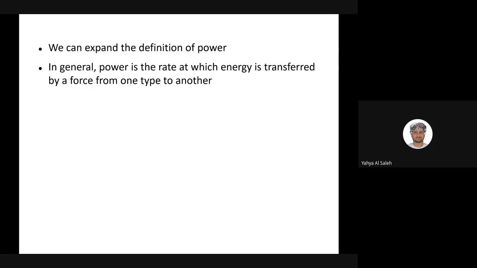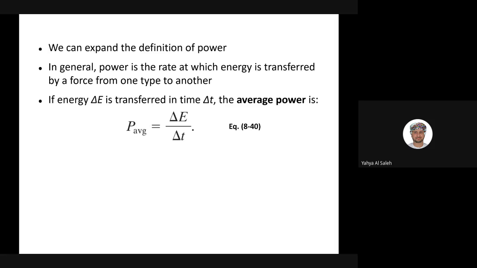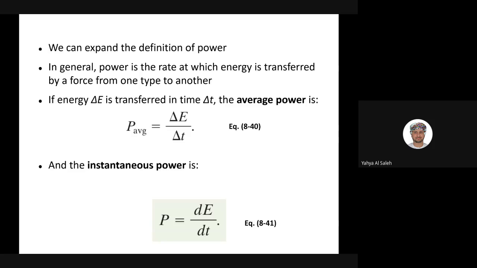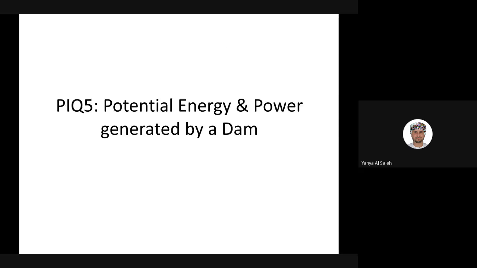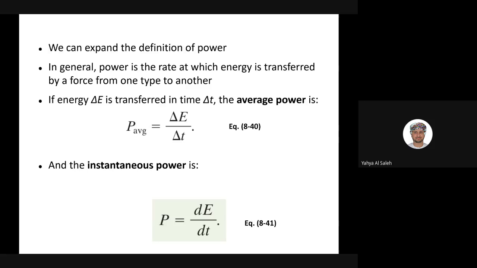Last thing last, expanding the definition of power. In general, power is the rate at which energy is transferred by a force from one type to another. We have done this before. We have said that if some energy is transferred in some time t, then the power is delta E over delta t, and the instantaneous power is dE over dt. We have done this before. This is not new.